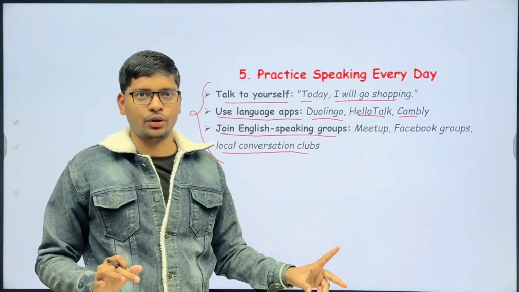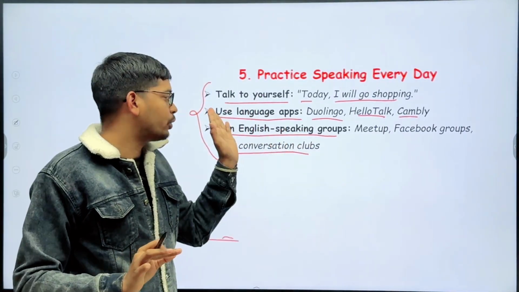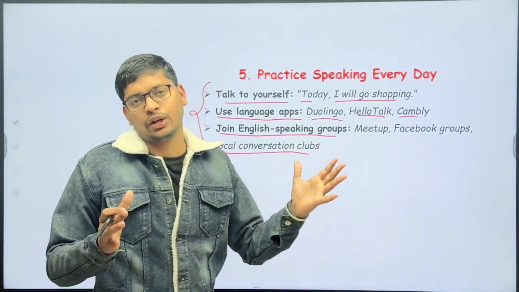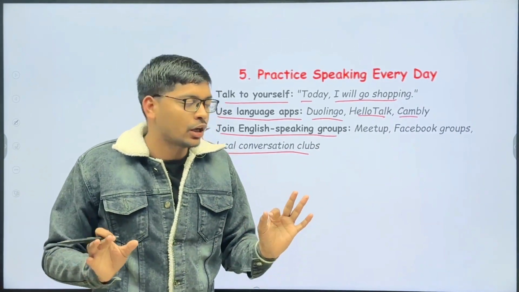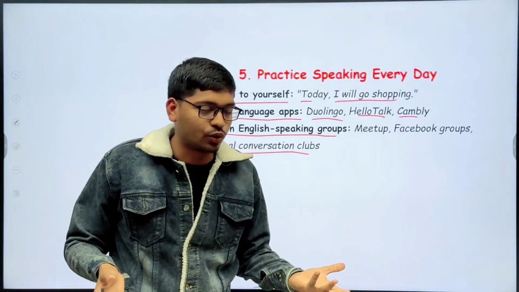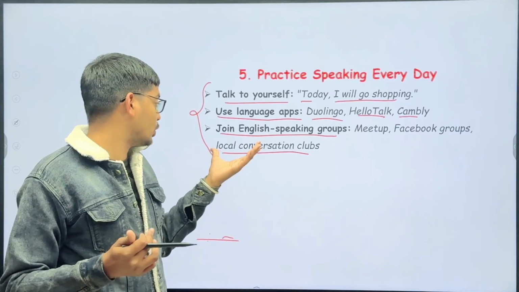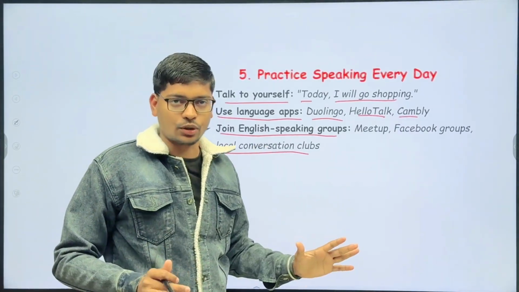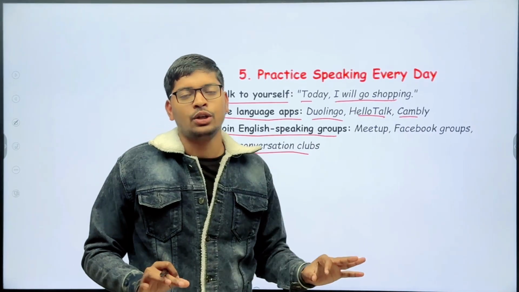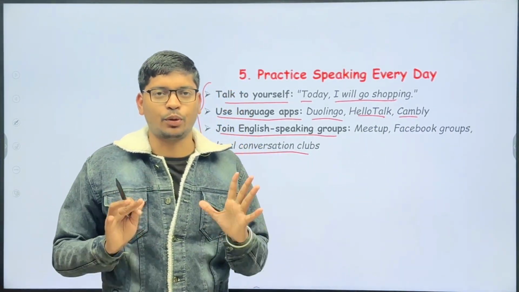Okay, first point, you talk to yourself. This is a very simple thing. Next, you can use language apps like Duolingo, HelloTalk. You can easily find them on the Play Store. Join English speaking groups on Facebook, on YouTube, or Meetup, and your local conversation group clubs. This is a very important thing. Without speaking practice, you never speak. So let's see our next point.